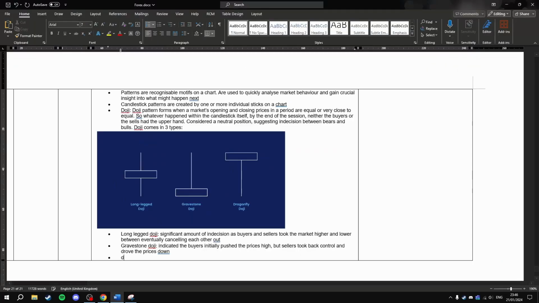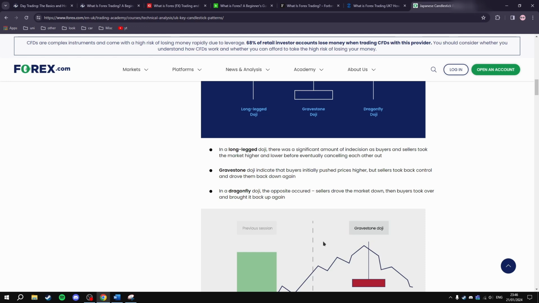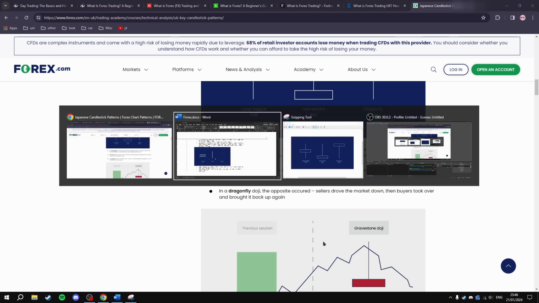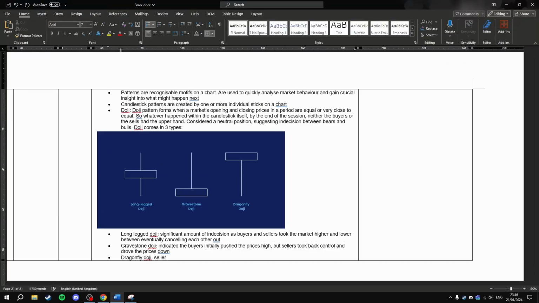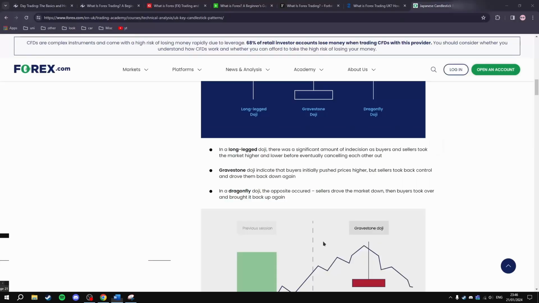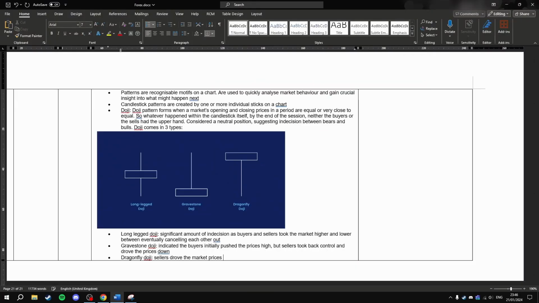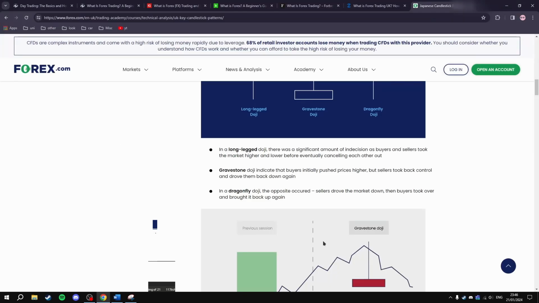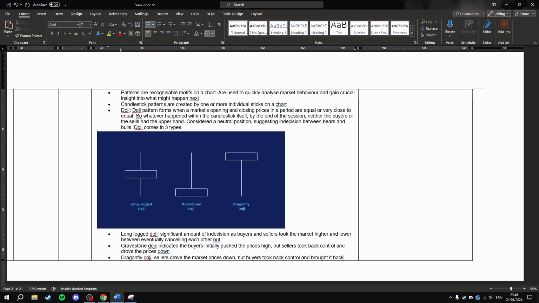The Dragonfly Doji. Sellers drove the market down, then buyers took over and brought it back up again. So it's the opposite of what the gravestone is, basically. Sellers drove prices down, but buyers took back control and brought it back up again.